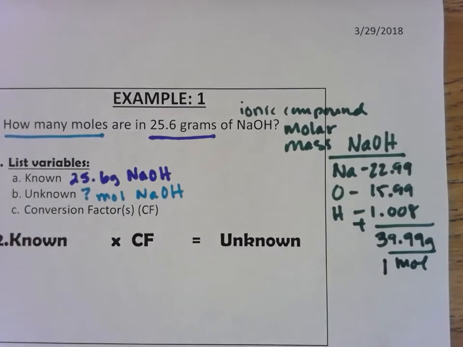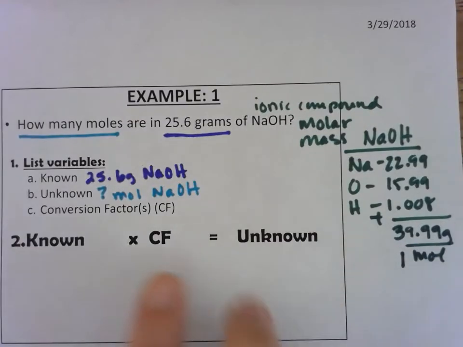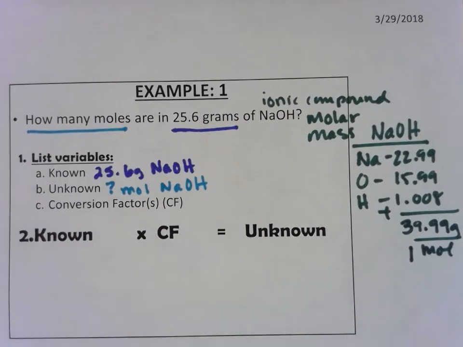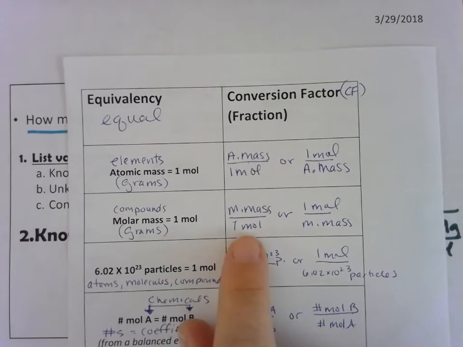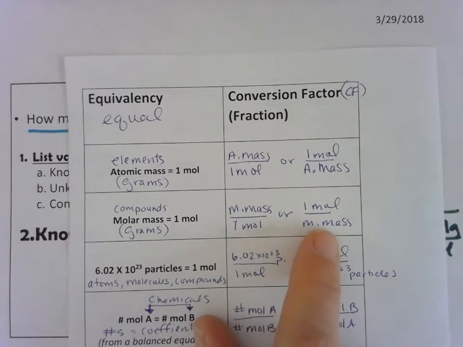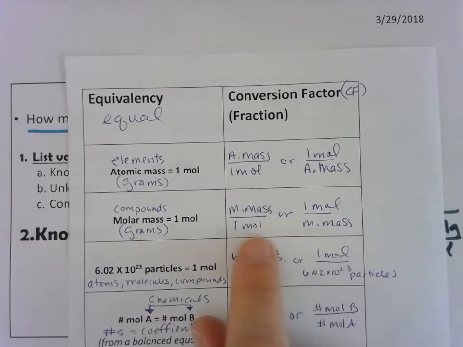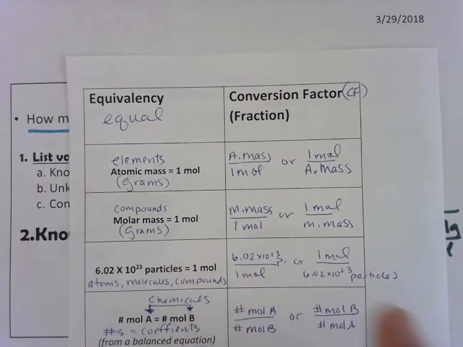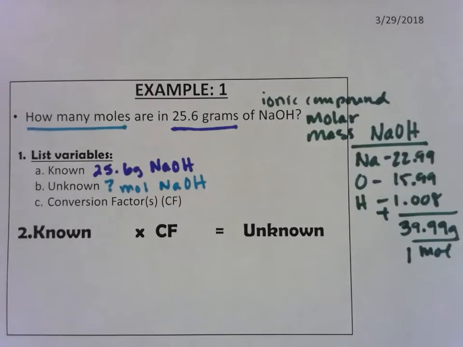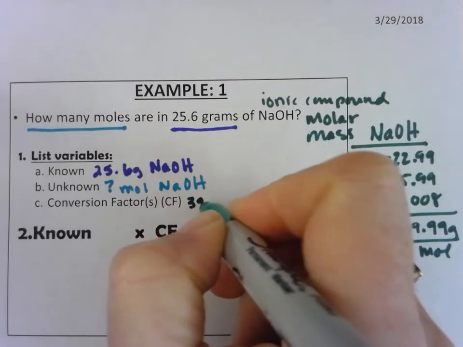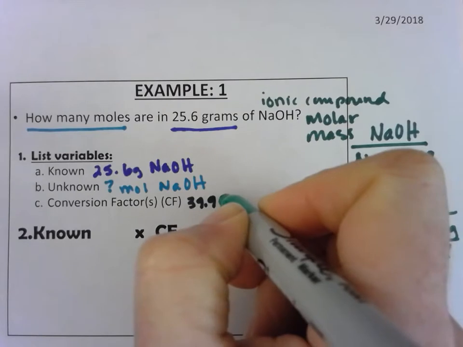Alright, so this is going to become my conversion factor, right? So here are those fractions, conversion factors, molar mass over 1 mole, or 1 mole over molar mass. I'm not going to know which arrangement to use until I set up my problem, so I'm just going to jot down the conversion factor, and I might need to flip it. That's a possibility. So here I'm going to have 39.99 grams per 1 mole.